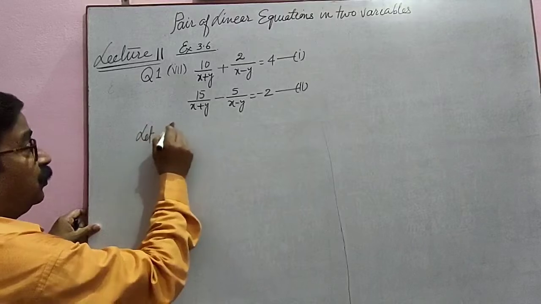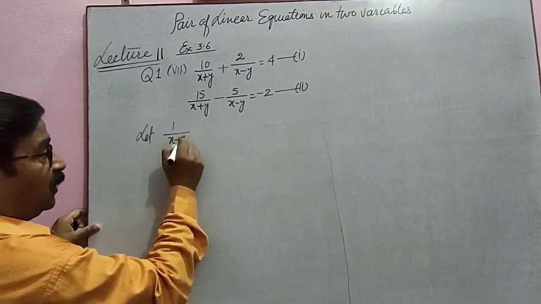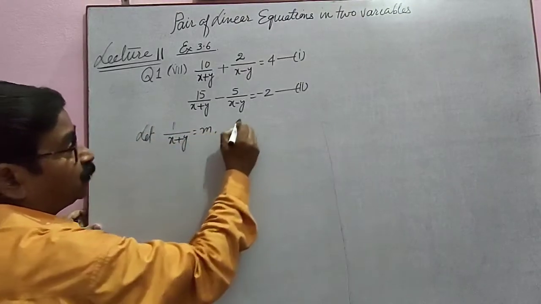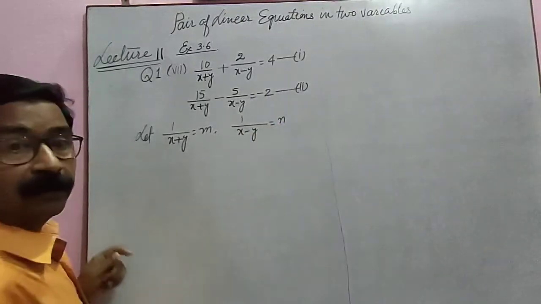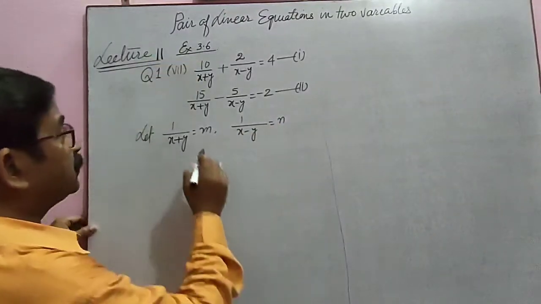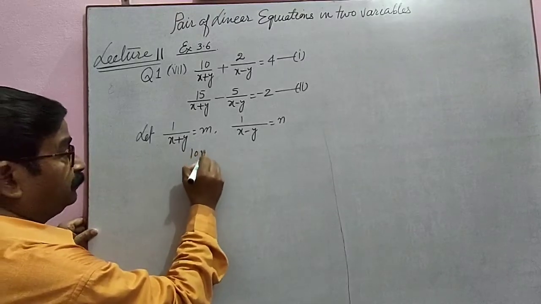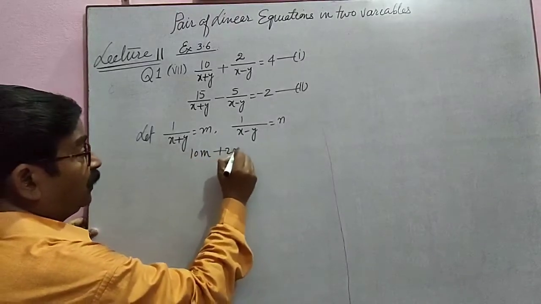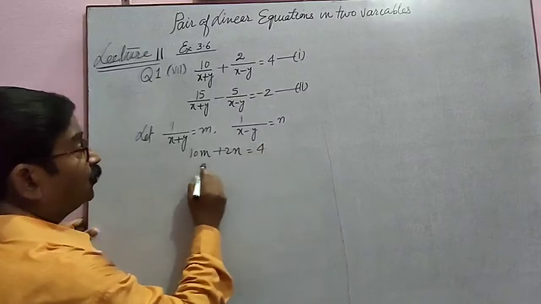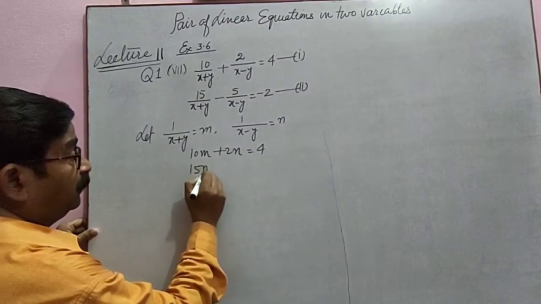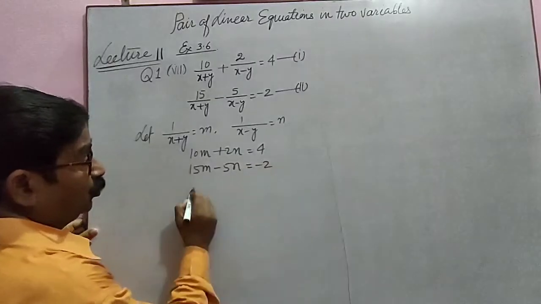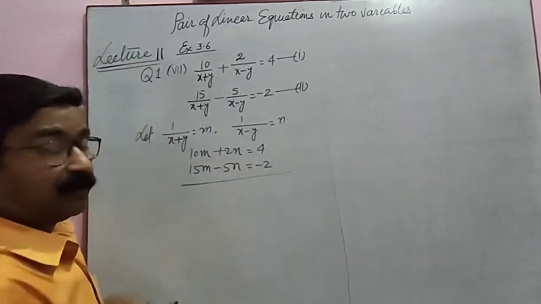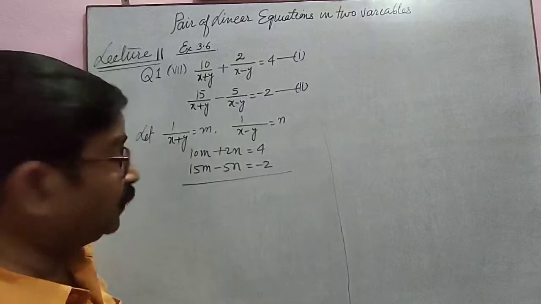Let 1 upon x plus y be equal to m, and 1 upon x minus y be equal to n. So these equations become 10m plus 2n is equal to 4, and 15m minus 5n is equal to minus 2. Solve for m and n first by the elimination method.